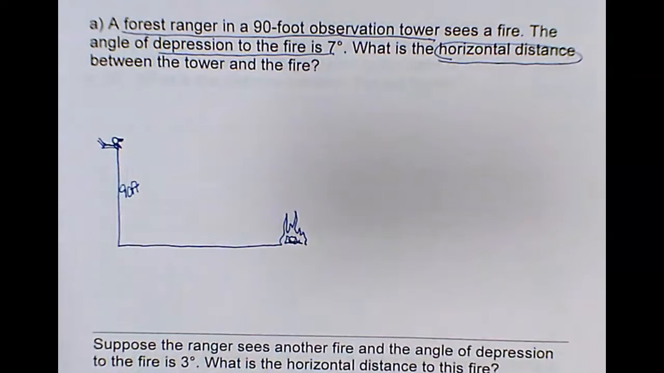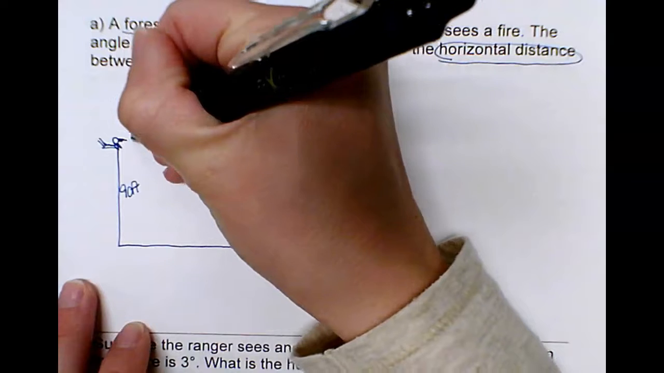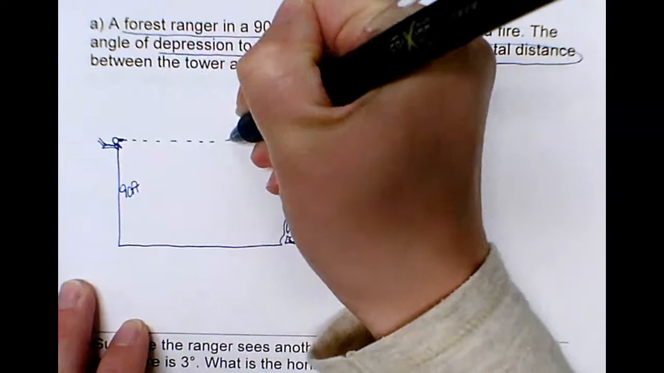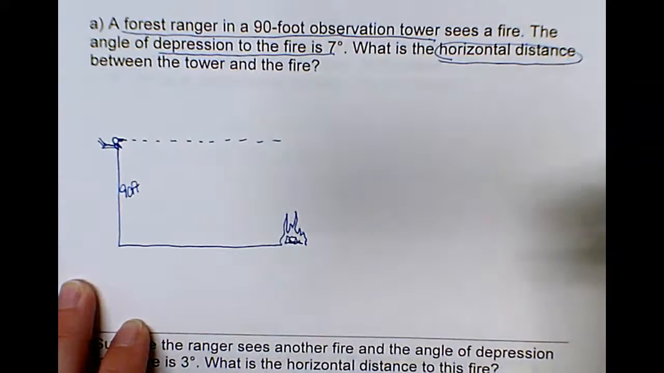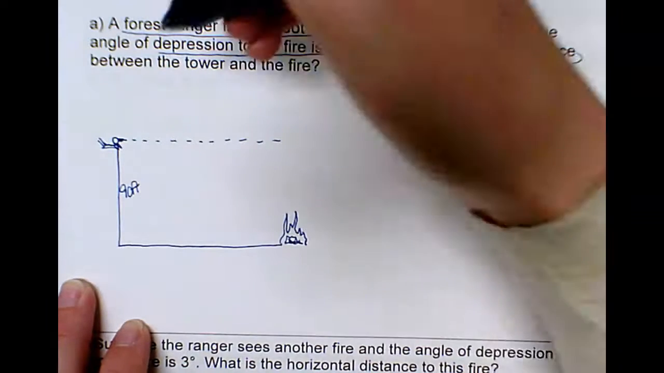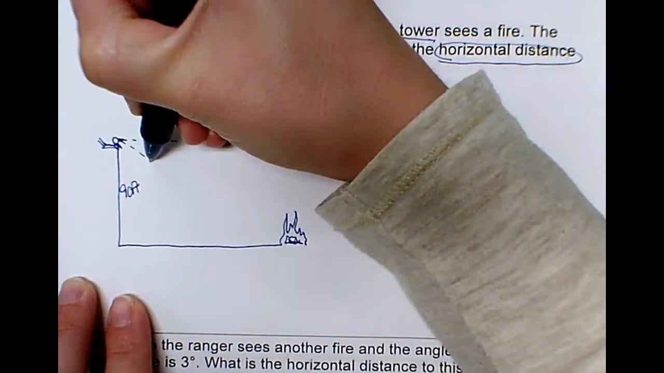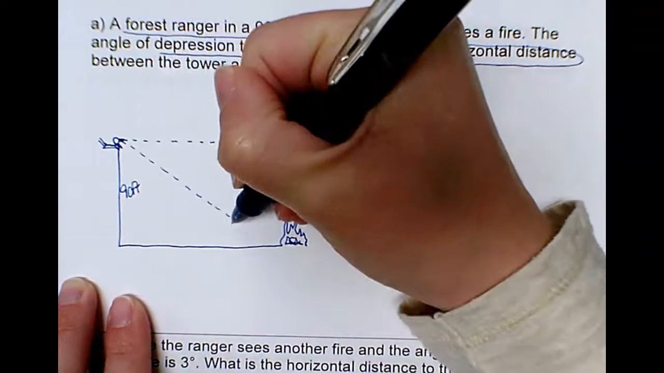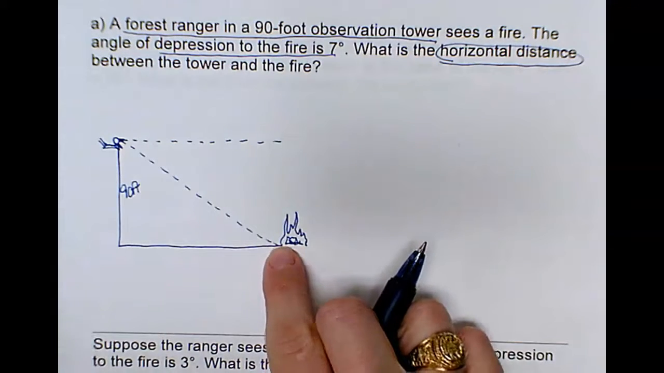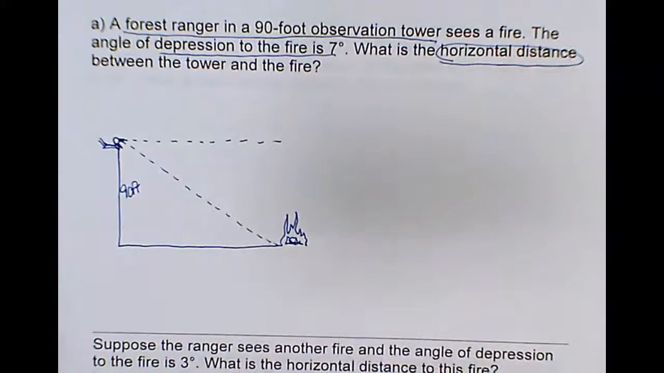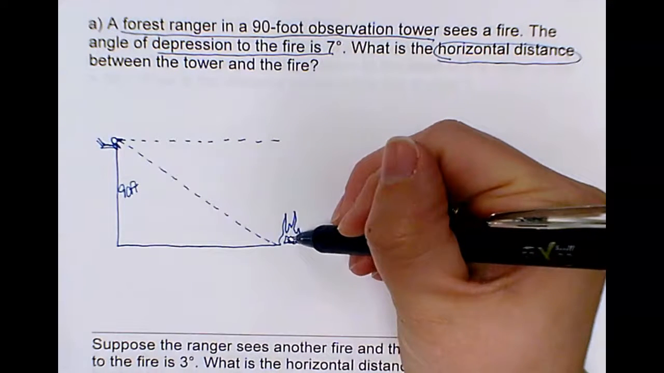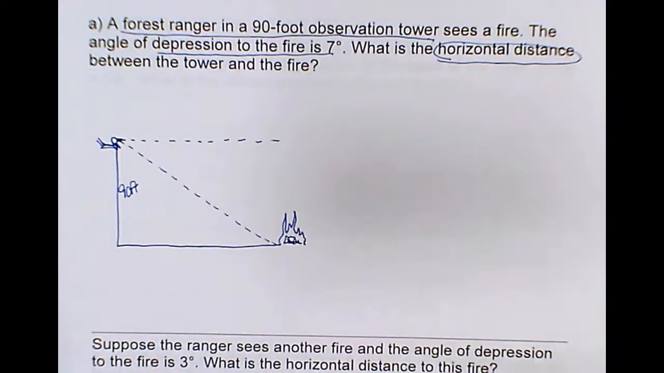Remember that the angle of depression will be formed by a horizontal line and a line of sight to something below the horizontal line. So coming from his eyes, I have a horizontal line. And then I have a line of sight to the fire below. Typically when we draw, we draw these lines of sight to the very base of whatever they're looking at. So don't draw the line of sight to the middle of the fire, draw it to the very beginning so that you can stay consistent. And that angle of depression is 7 degrees.